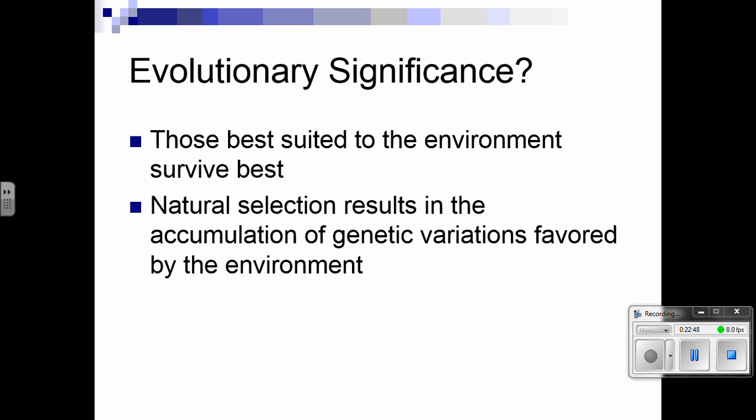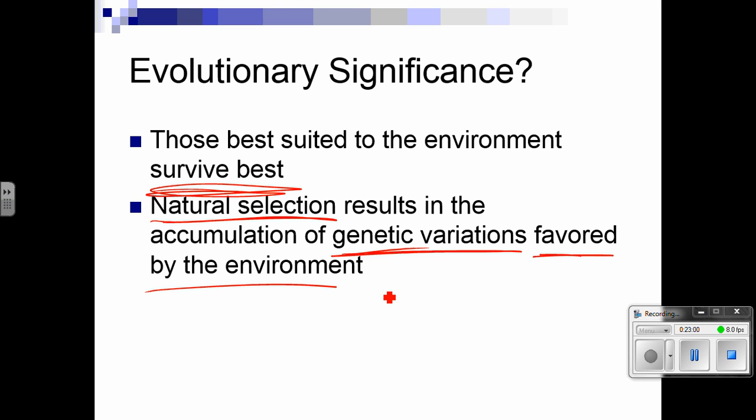So the evolutionary significance is that those that are best suited to the environment will survive better. So if you have traits that are favorable in that environment, you'll survive better. Natural selection results in the accumulation of genetic variations favored by the environment. So why do armadillos have all kinds of armor? Because having armor helped them survive. And then when they survive, they reproduce and they pass on that armor trait, that body shielding armor, to their offspring. And so over time, natural selection has favored that particular genetic variation. And that works for anything. That was just my example.